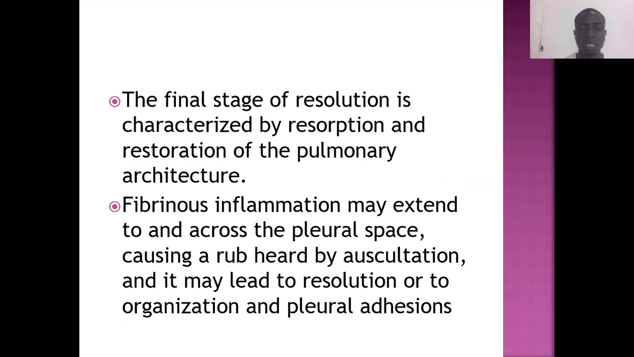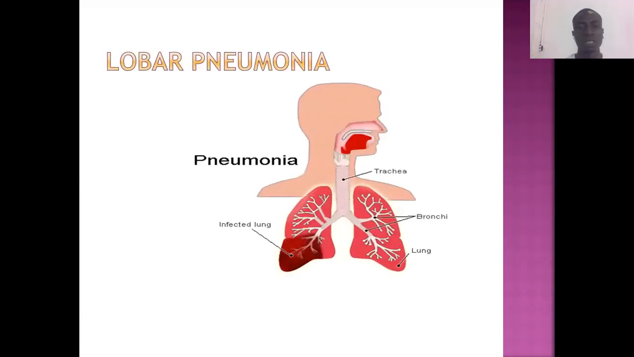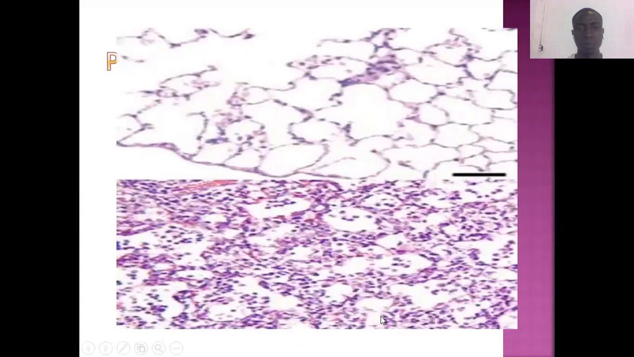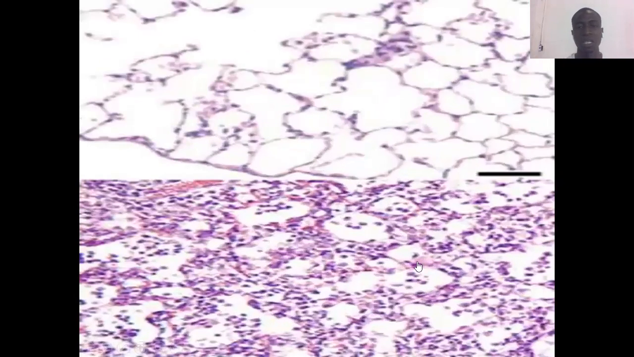Fibrinolysis. Inflammation may extend to and across the pleural space, causing pleuritis, leading to resolution and also organization of the pleural exudate. So this is what usually happens in the diagram of the lobar pneumonia. So the other side is normal, this side is affected. And this is how the lung looks when you're using a microscope.